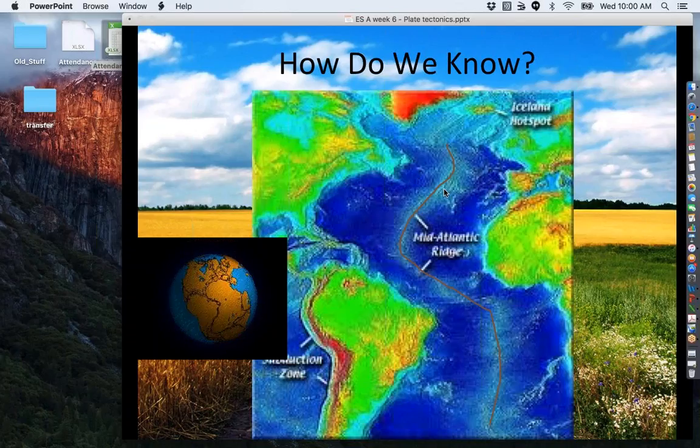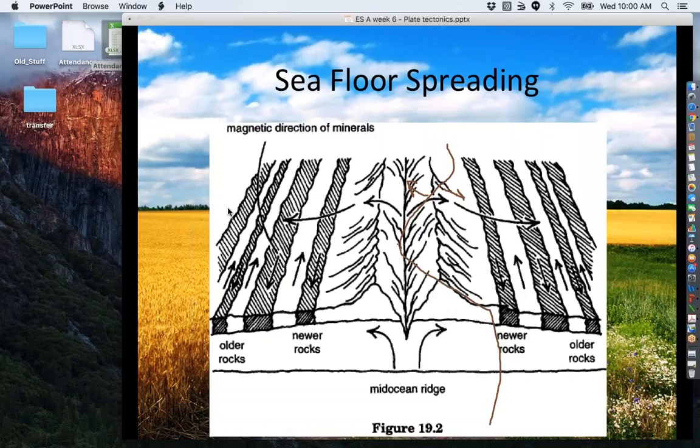So we can see actually that these plates are moving apart because we see some interesting things on the sea floor as we look near these plates. And this, my friends, is fascinating. So inside of the molten rock that is coming up to the surface, there are magnetic minerals. And those magnetic minerals are going to line up with the magnetic field of the Earth.